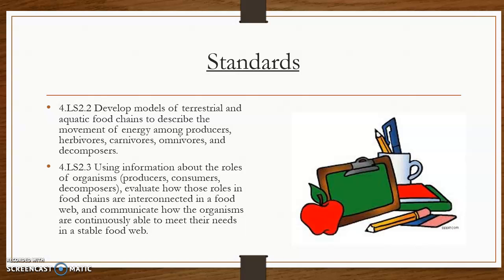So when considering the standards, we're going to develop models of terrestrial and aquatic food chains to describe the movement of energy among producers, herbivores, carnivores, omnivores, and decomposers. Using information about the roles of organisms, we're going to evaluate how those roles in food chains are interconnected and communicate how the organisms are continuously able to meet their needs in a stable food web.